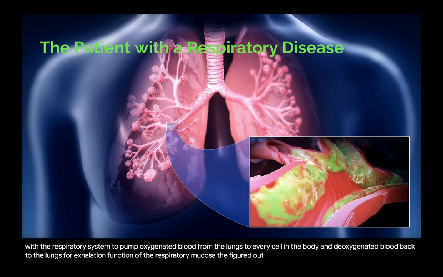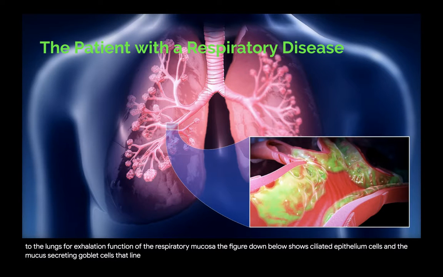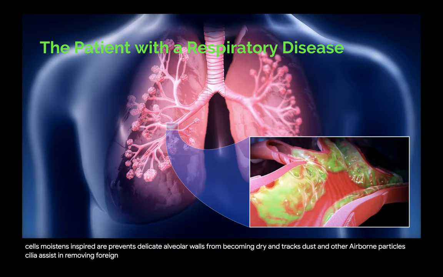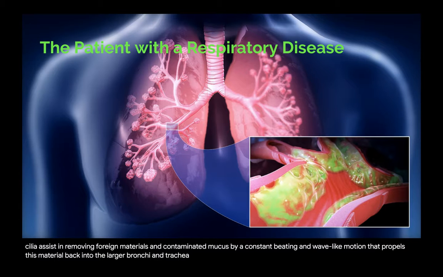The figure down below shows ciliated epithelial cells and the mucus-secreting goblet cells that line the respiratory tract to make up the respiratory mucosa. Mucus secreted from goblet cells moistens inspired air, prevents delicate alveolar walls from becoming dry, and traps dust and other airborne particles. Cilia assist in removing foreign materials and contaminated mucus by a constant beating in wave-like motion that propels this material back into the larger bronchi and trachea, where it can be coughed up and expectorated or swallowed.